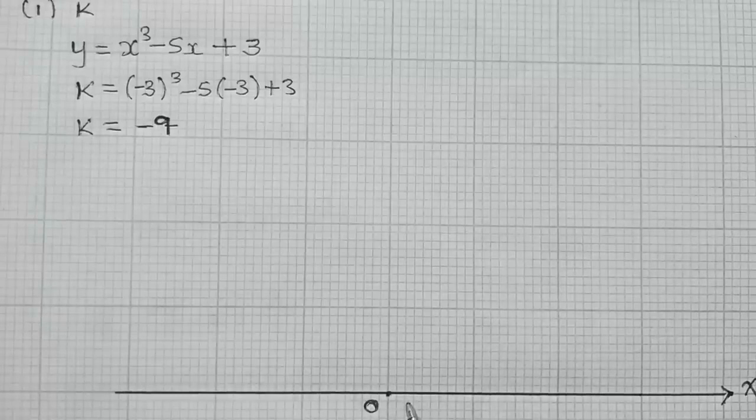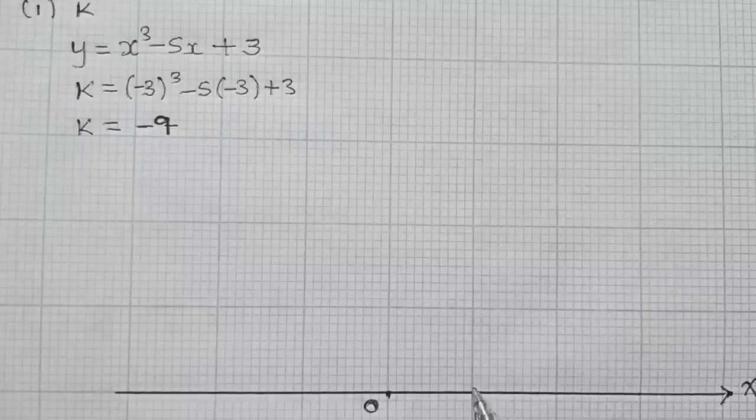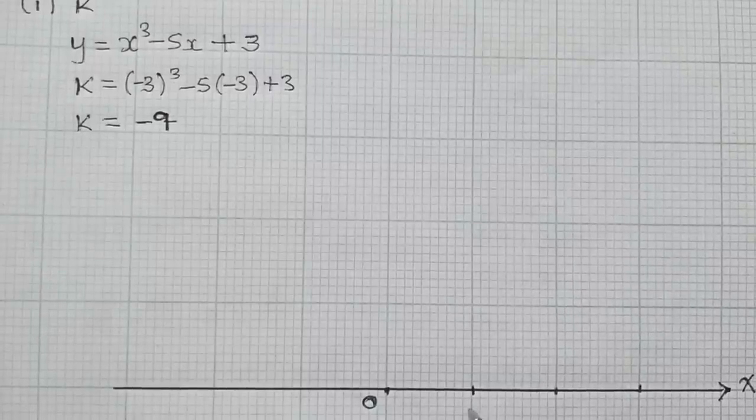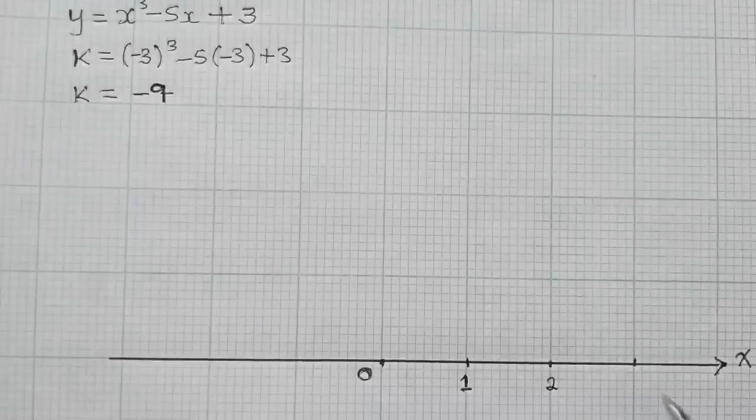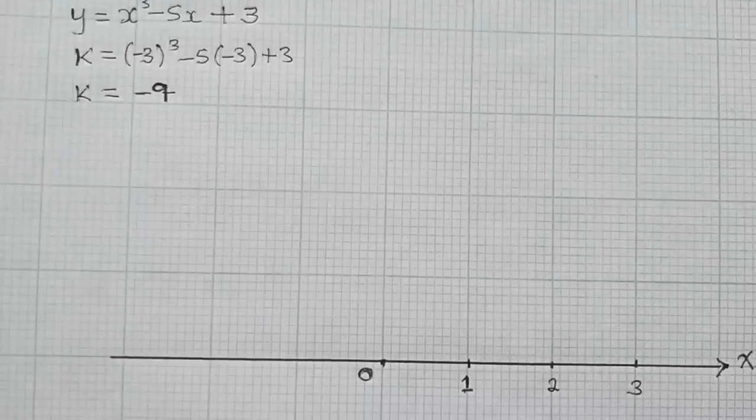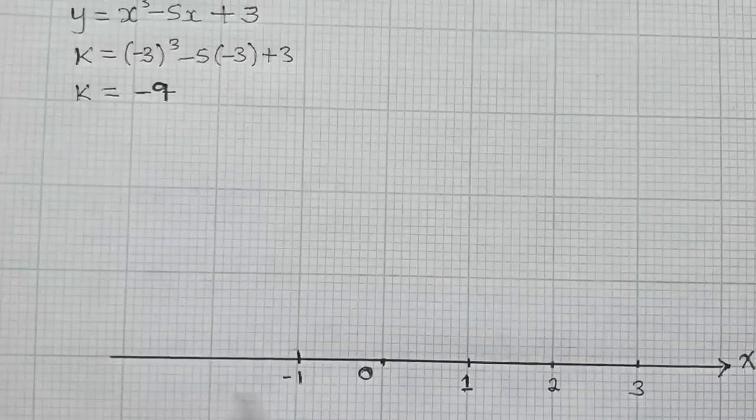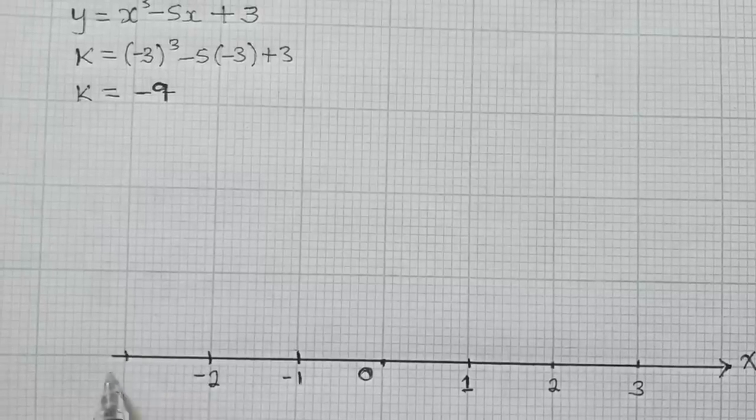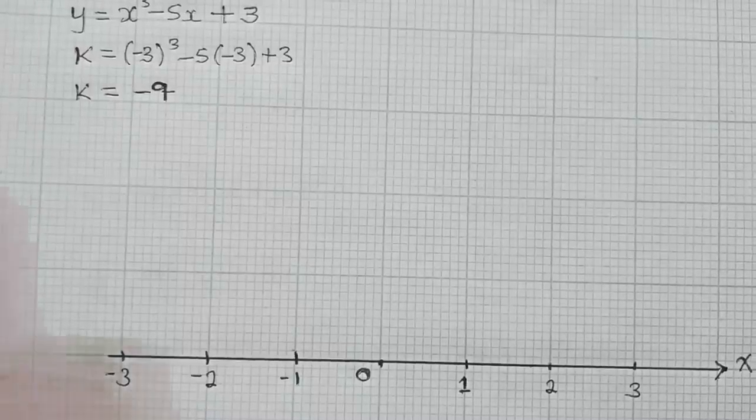They said 2 centimeters to represent 1 unit. So if this is 0, my 1 will be right here, my 2 here, and my 3, according to the range. This is 1, this is 2, this is 3. On this side, we shall have the same: -1, -2, and -3.